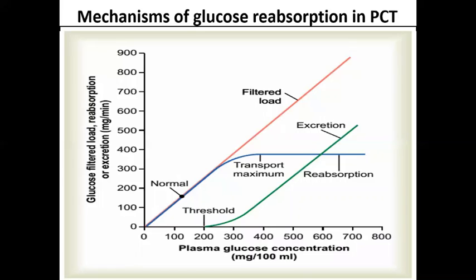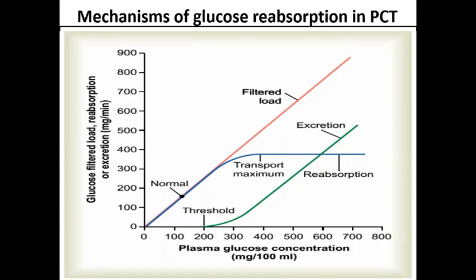So you can see, starting from 0 and going to 100, if you filter 100 milligrams of glucose per minute, the reabsorption will also be around 100 milligrams per minute, so that all the glucose is reabsorbed. If you are filtering around 200 milligrams of glucose per minute, what is going to be reabsorbed is 200 milligrams per minute, meaning that everything that has been filtered has been reabsorbed.